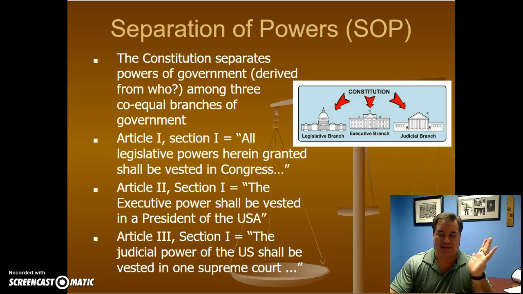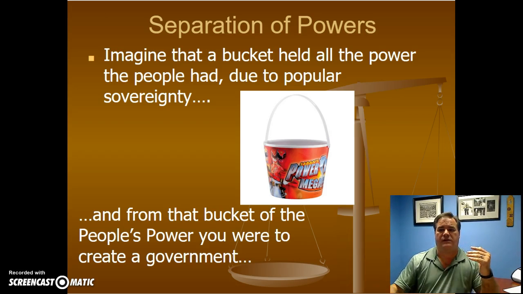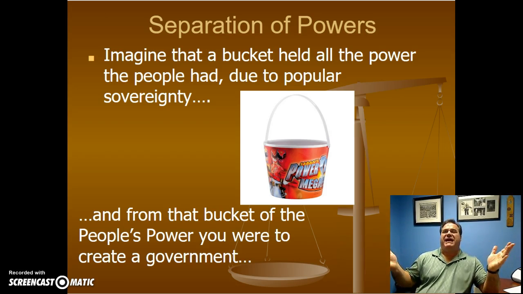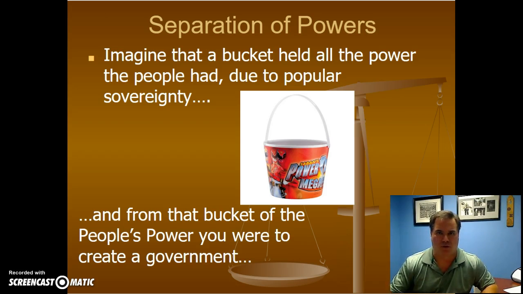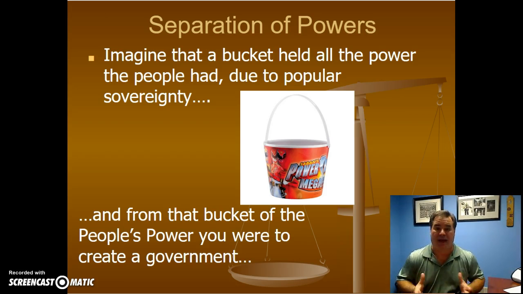If you guys like analogies, I love analogies, you can think of separation of powers as a bucket. Okay, imagine that a bucket, our power bucket here on the slide, holds all the power the people have. Now, that's because of popular sovereignty. All power for the government is derived from the people themselves. From that bucket of the people's power, you're going to create a government.